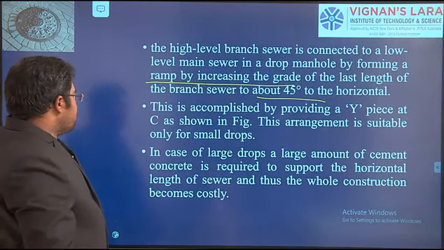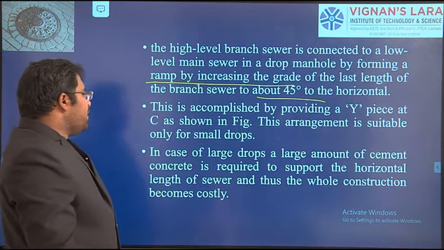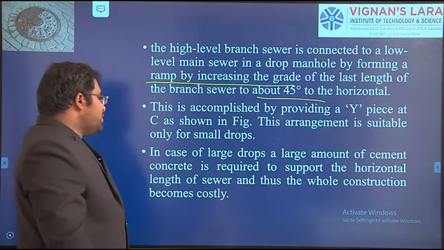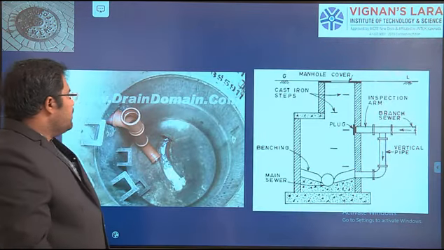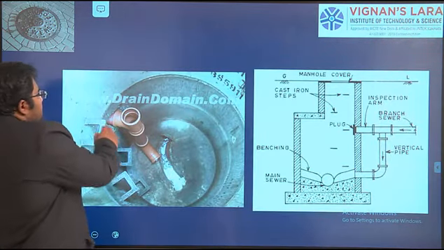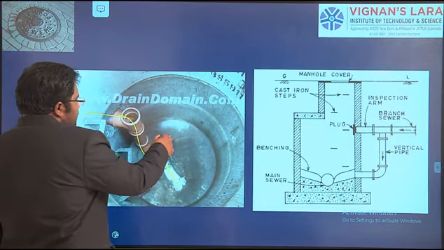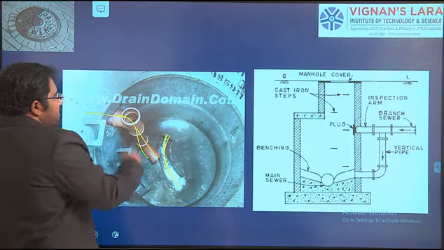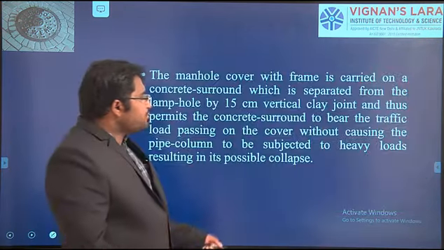Next, in case of large drops, a large amount of cement concrete is required to support the horizontal length of sewer, and thus the whole construction becomes costly. Now we can see here, this is the branch sewer coming like this. It is going and joining with the main sewer line. So this is the drop. Here also you can see the same thing.